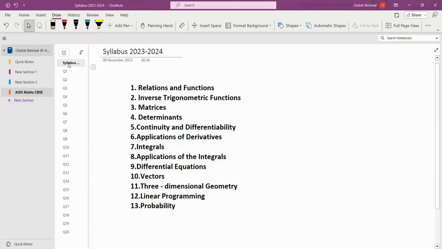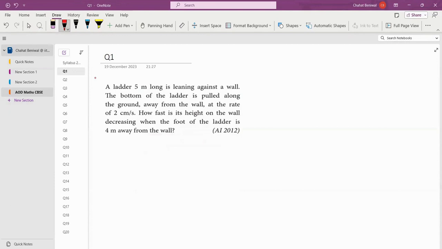Going to solve around 20 questions in each topic, previously asked CBSE questions. I've tried to take different kinds of questions and good questions. So I'm going to start with this topic, that is applications of derivatives. So let us start with our very first question.